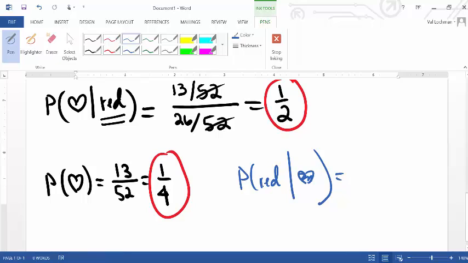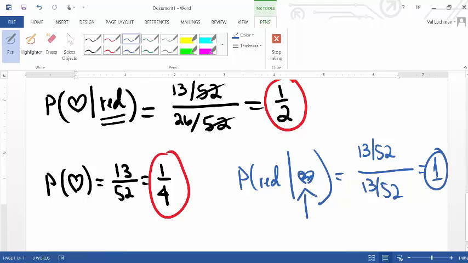How many cards are there that are both red and hearts? Well, there's 13 out of 52, right? And then how many cards are there that are hearts? 13 out of 52. That's 1. And it makes sense. If I tell you that my card is a heart, what's the chance of it being red? It's 100%, or 1.